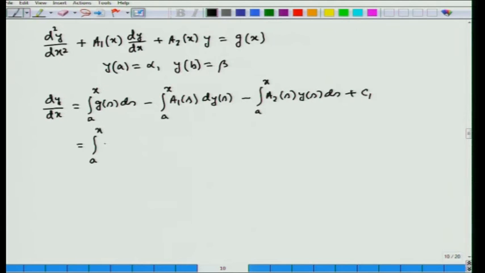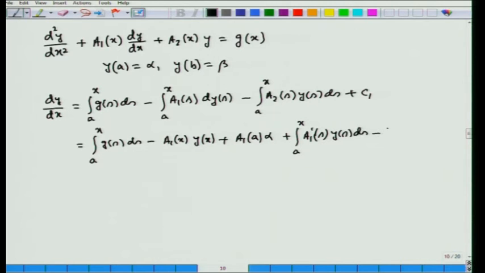Here, after using the by parts formula, we can get this equal to integral a to x g s ds minus a1 x y x, plus a1 a multiplied with alpha, because y a equal to alpha here, plus integral a to x a1 dashed s y s ds minus integral a to x a2 s y s ds plus c1. So, this is the expression for dy dx.